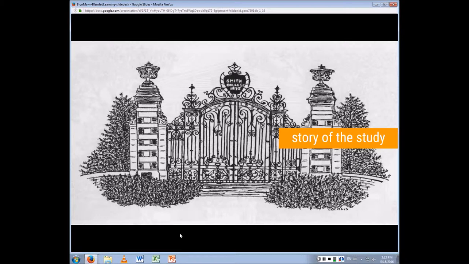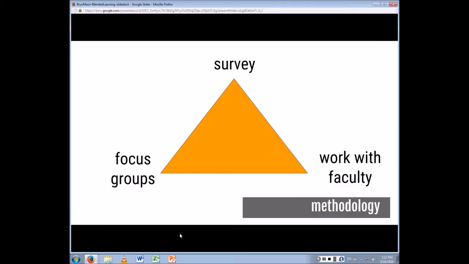The study we did was called The Landscape of Educational Technology at Smith College. And we really wanted to unpack that a little bit and develop an understanding of the culture. So the study had three parts. We did a survey of all of our faculty. And we had a pretty good response rate. We had 47% of our faculty respond across 22 departments. And the survey was pretty basic, I'll talk about it in a second.